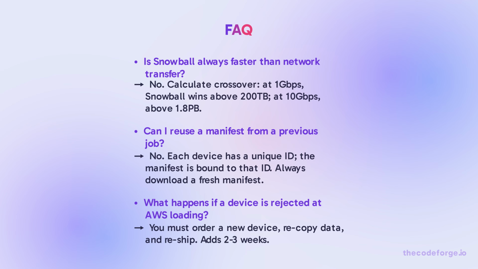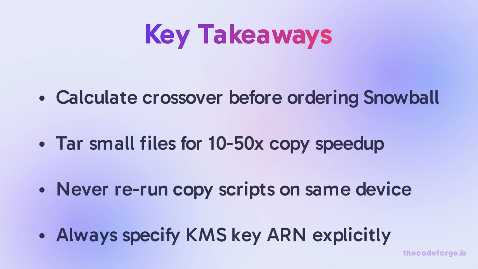Can I reuse a manifest from a previous job? No. Each device has a unique ID. The manifest is bound to that ID. Always download a fresh manifest. What happens if a device is rejected at Amazon Web Services loading? You must order a new device, recopy data, and reship. Adds 2-3 weeks. To recap, always calculate whether Snowball is faster than direct transfer.